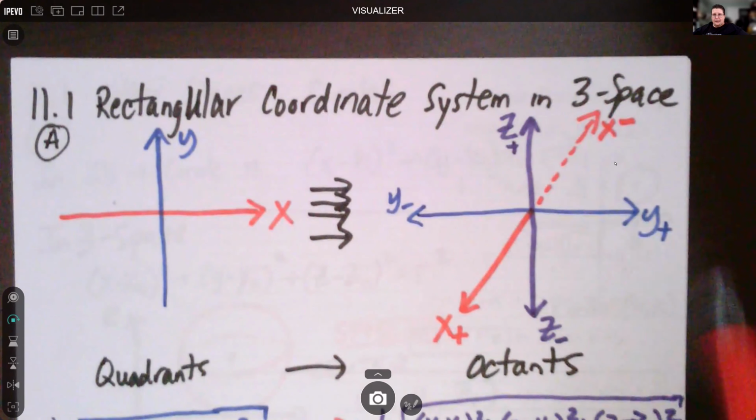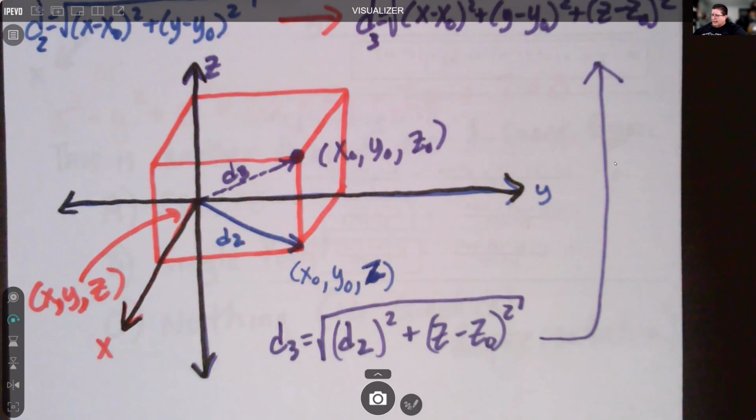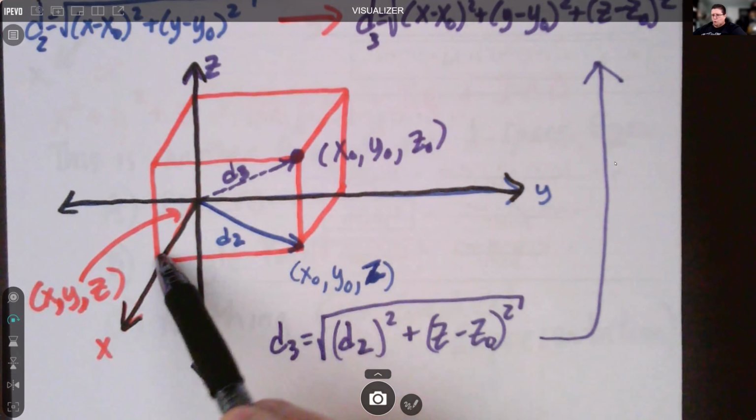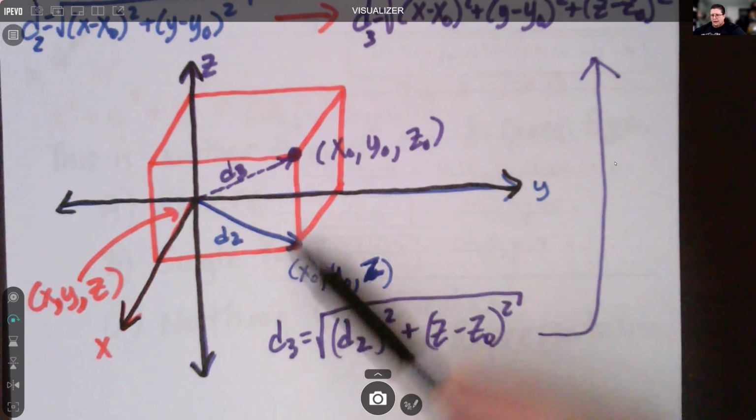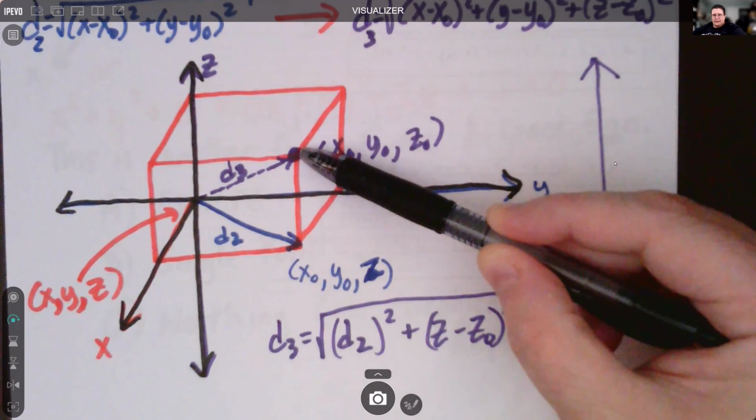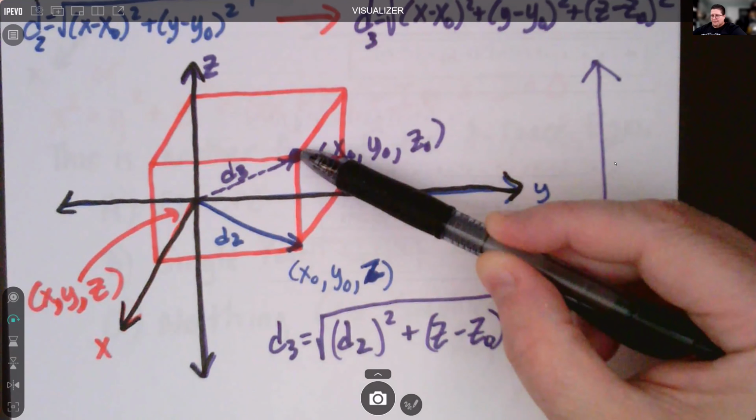We look at a picture in 3-dimensional space. Let's picture the origin in this graph as x, y, z. And if we come out to x naught, go right to y naught, and up to z naught, we're right here. Now you've got to kind of picture this because I'm drawing a 3-dimensional figure on a 2-dimensional space.